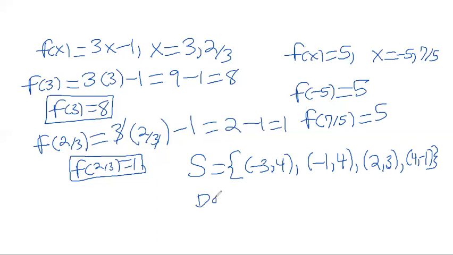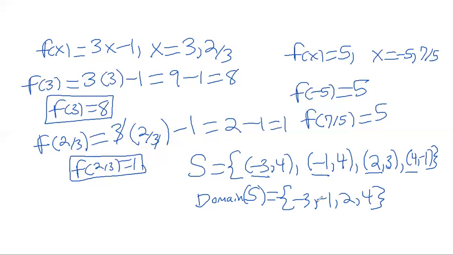Well, the domain of S is what? Domain is always all the possible x values. So I look at the x coordinates for every point. I have this one, this one, this one, and this one. So the domain is going to be -3, -1, 2, 4.